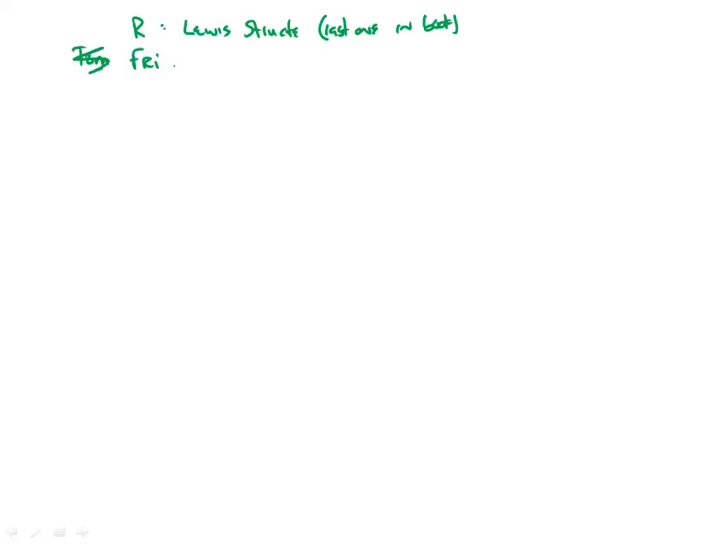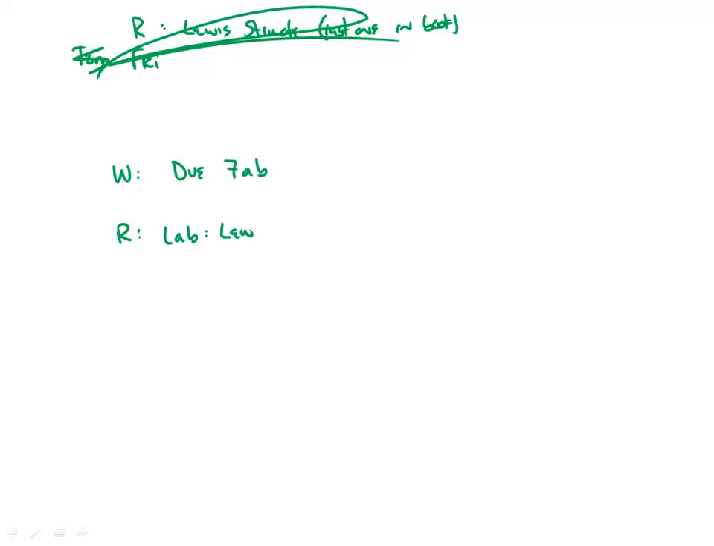And then today, oh gosh, let's just start over. So today's Wednesday. You were supposed to have for sure A and B done. Thursday we're going to do the lab, Lewis structure. And Friday you should have enough information to do homework 7, C and D.